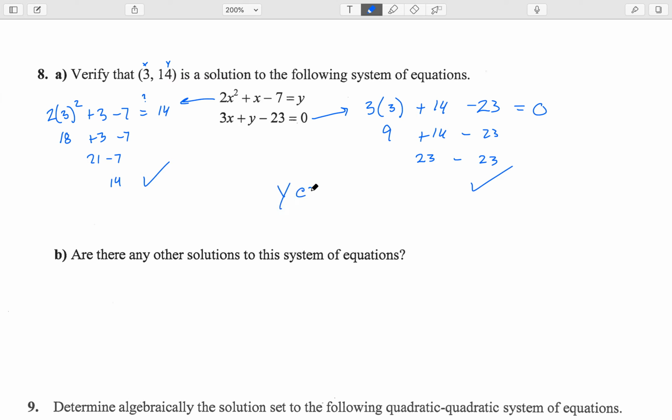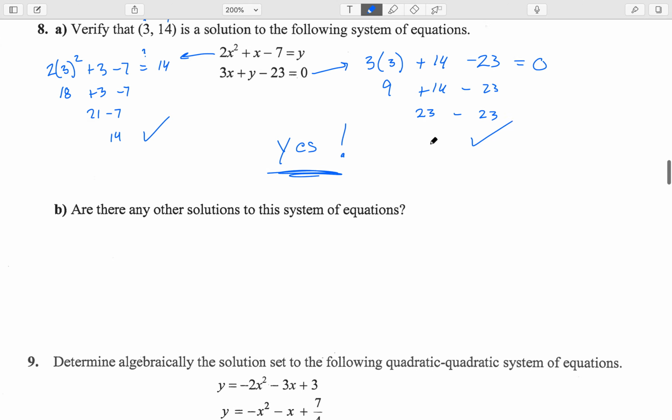So yes. Is it the solution? Yes, because it works in both equations. It works in this one and it works in that one. It's got to work in both. Now, if it didn't work in this first one, I wouldn't even bother about this one, because I know that the answer is just no.